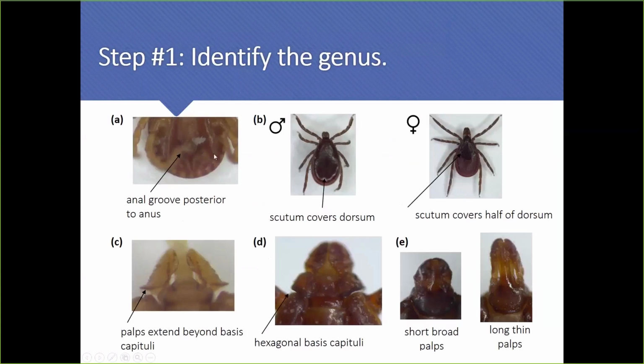What you have with all the other ones, the Haemaphysalis, the Dermacentor, you have what looks like a wine glass worth of around here. It doesn't go anterior to the anus. So just looking at the anal groove, you can tell which genus you're looking at. Is it Ixodes? It'll go anterior. If it's not, then it's one of the other species.